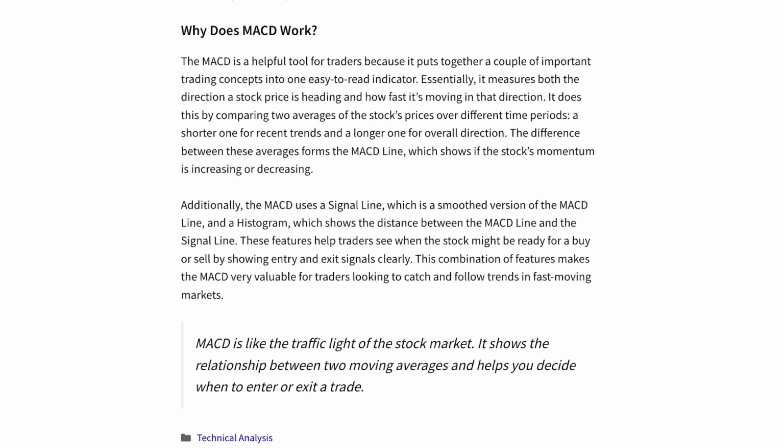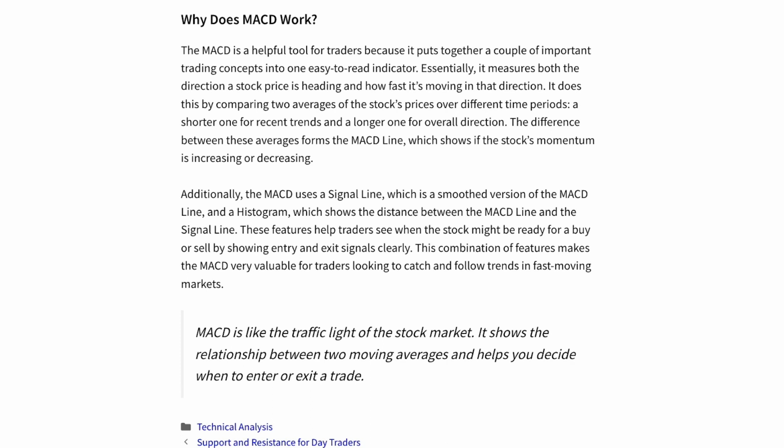So, why does this MACD line work? Well, this is a helpful tool for traders because it puts together a couple of important trading concepts into one easy to read indicator. And that's really what indicators are meant to do. Essentially, the MACD measures both the direction of the stock's price and how fast it's moving in that direction. It does this by comparing the two averages of the stock's prices over different time periods, the shorter one and the longer one. And the difference between these averages forms this MACD line, which shows if the stock's momentum is increasing or decreasing.